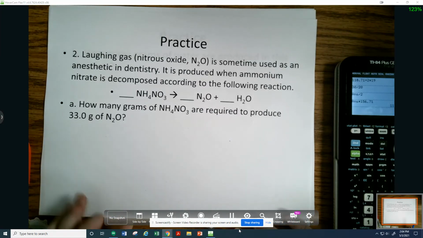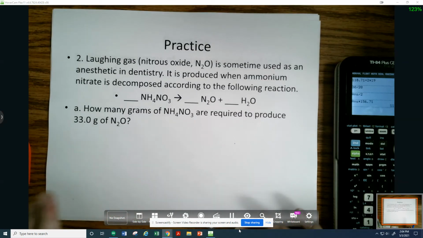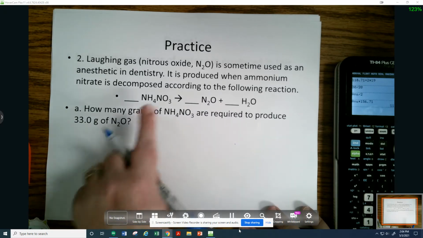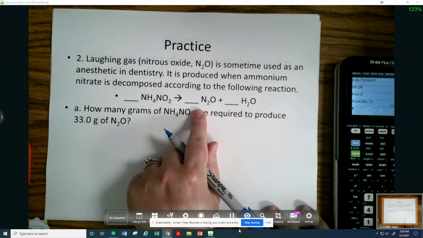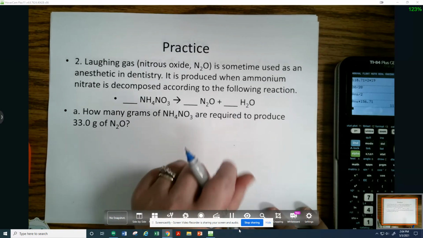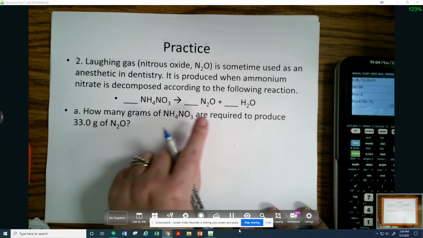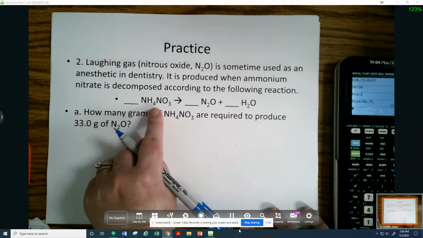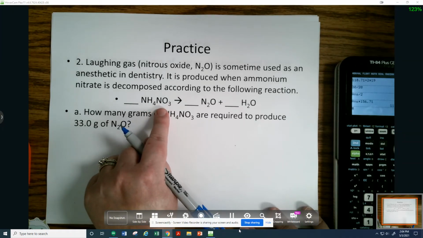So laughing gas, if you've ever been to the dentist, sometimes they give you, it's also nitrous oxide, is the more technical term, but is commonly called laughing gas. And it's typically when you decompose ammonium nitrate, we make the nitrous oxide and water. Looking for balancing, the nitrogen are balanced because there's 2 between the ammonium and then the nitrate. We have 4 hydrogen and 3 oxygen.